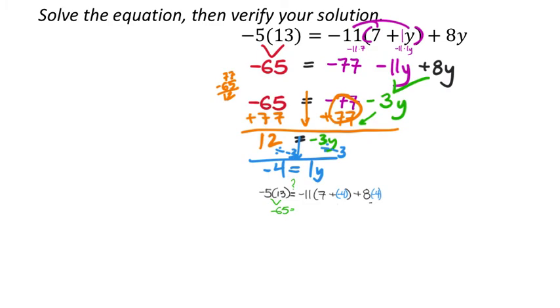So negative 11 parentheses 7 plus parentheses negative 4 close parentheses, close parentheses plus 8 times negative 4 in parentheses. And that gives me negative 65. So that confirms that we do in fact have a true statement. So once again, this allows me to go to my answer, y equals negative 4, and I know for sure that I have the solution.